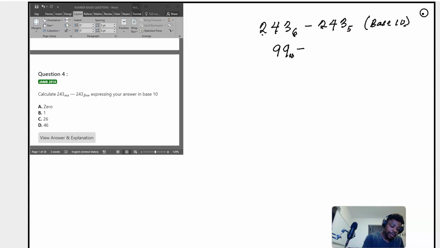5 times 2, 10 plus 4, 14. 14 times 5, 70. 70 plus 3, 73. That is in base 10. So 99 minus 73, that is 26 in base 10. So that is our answer in base 10. So that is option C.